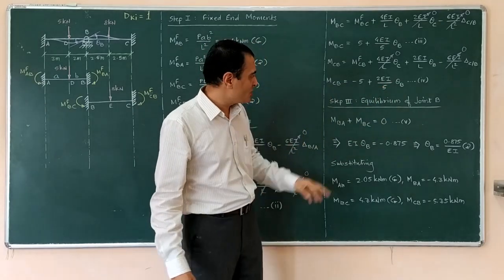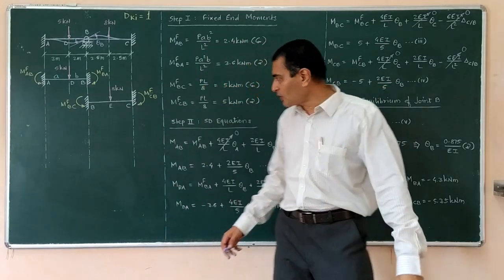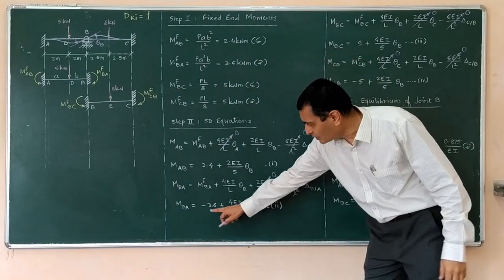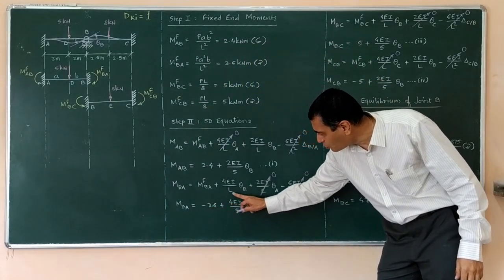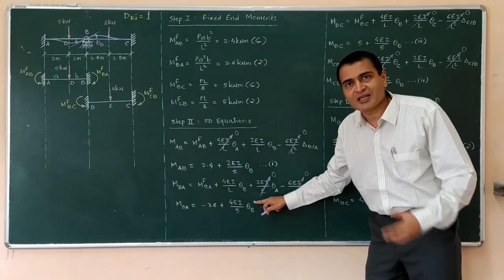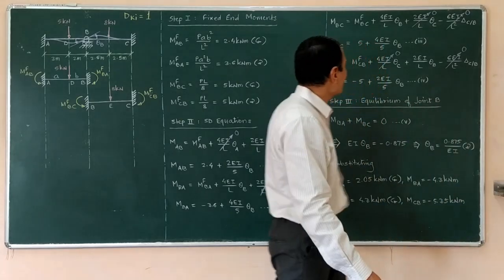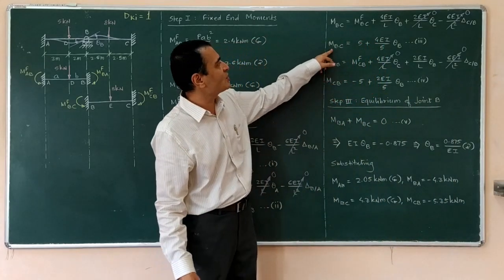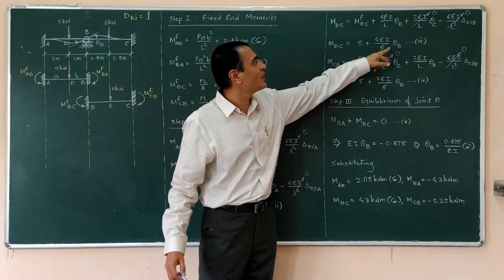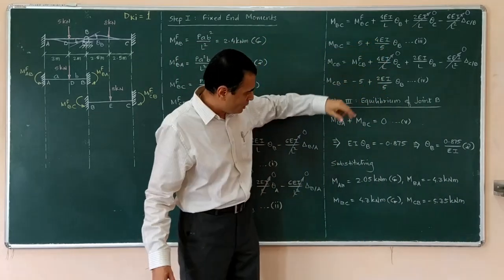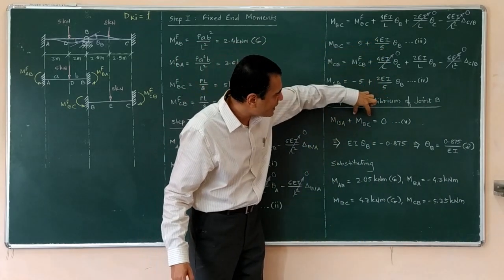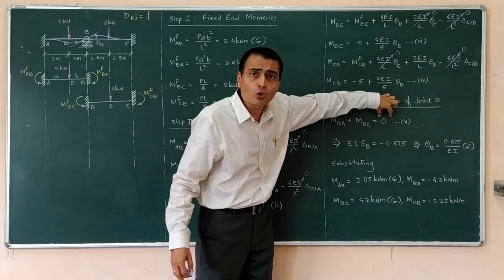Now how do I solve this? M of BA, I already have this expression: negative 3.6 plus 4 EI by 5 theta B. That is my first term. M of BC, I have this expression: 5 plus 4 EI by 5 into theta B. Those two I substitute here, I equate it to 0.